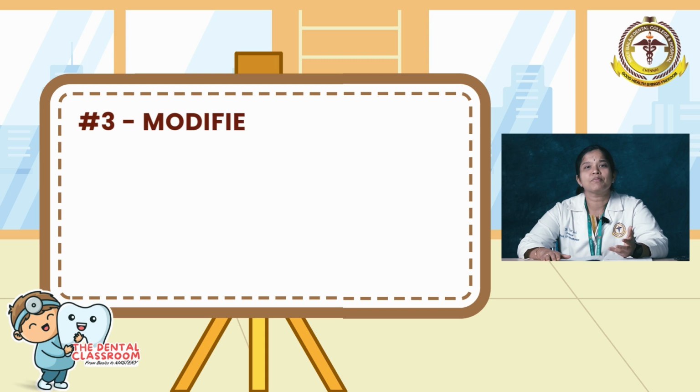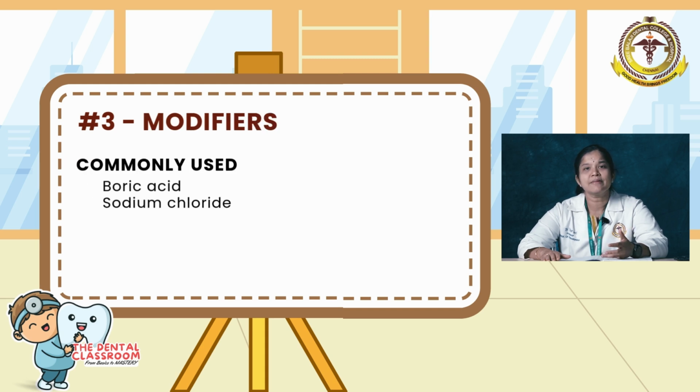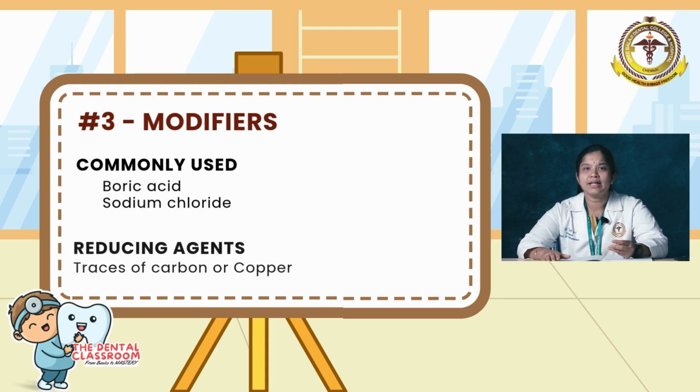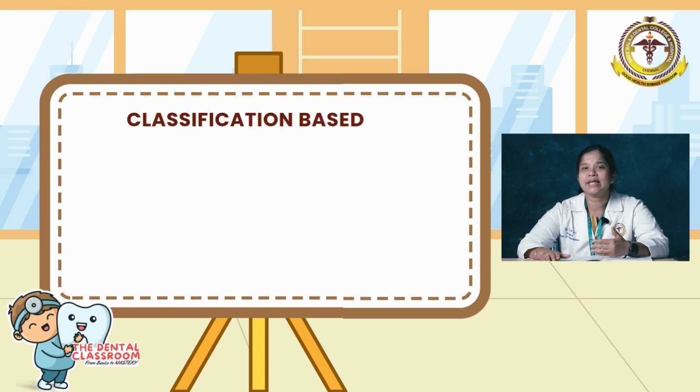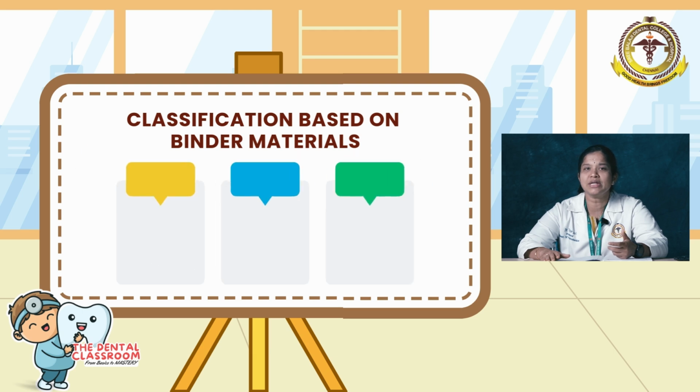Moving on to the modifiers, the third ingredient. Certain modifiers like boric acid and sodium chloride are added. This also promotes expansion of the investment. With that, traces of carbon and copper are added to the investment material, which act as a reducing agent. Based on these ingredients, binder, refractory material and the modifying agents, and based on the binder content, the investment materials are broadly classified into 3 types.